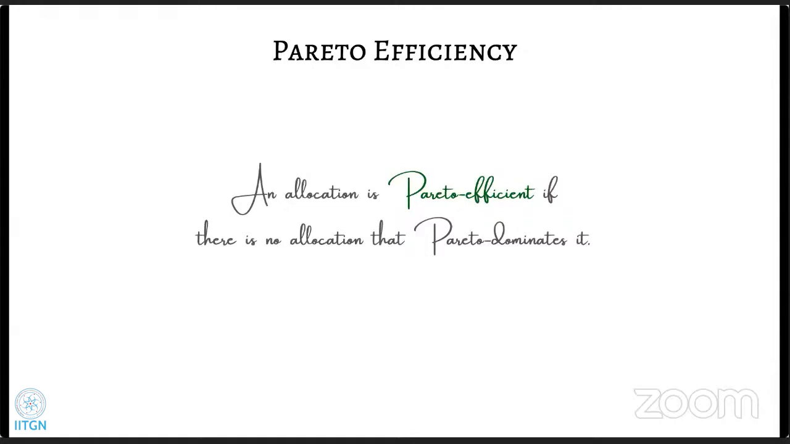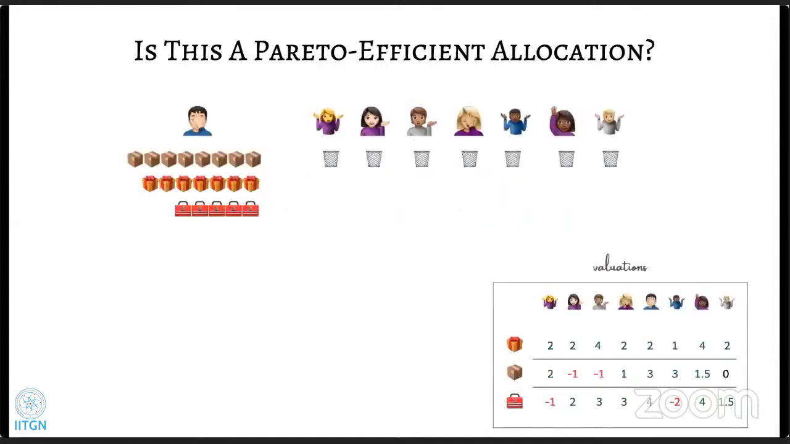But okay, it's a nice concept, but let's consider this example. So here is an allocation where you give everything to one agent, and everybody else gets nothing. Well, they get an empty trash can, but that's just denoting the fact that they don't get anything.